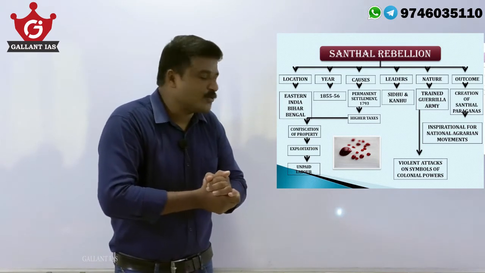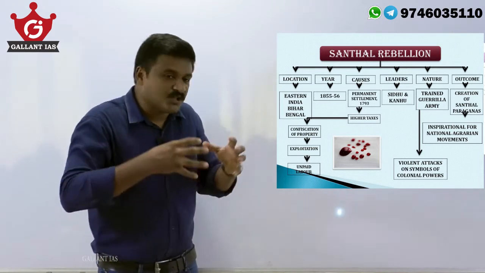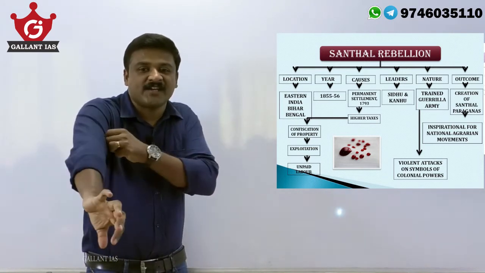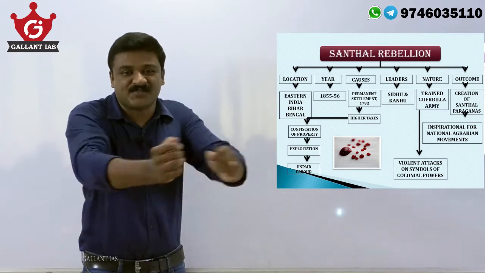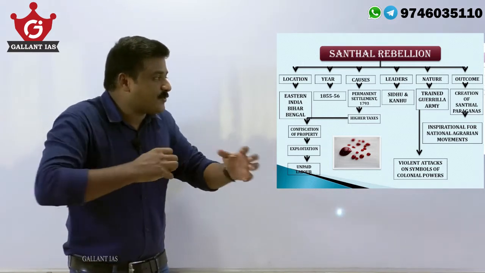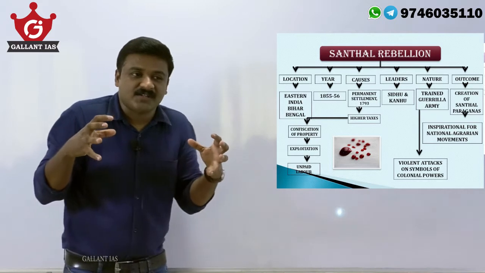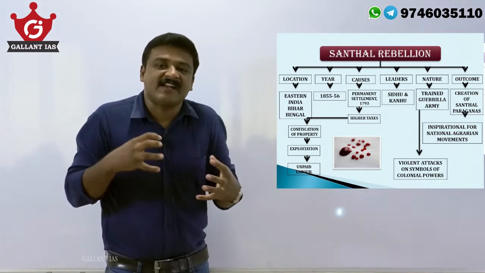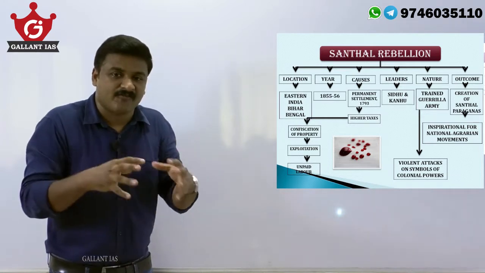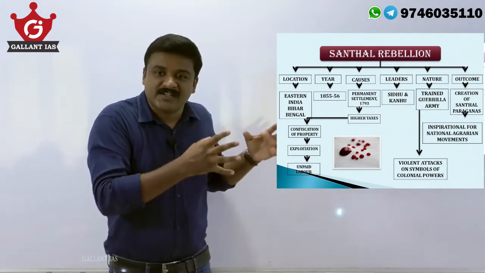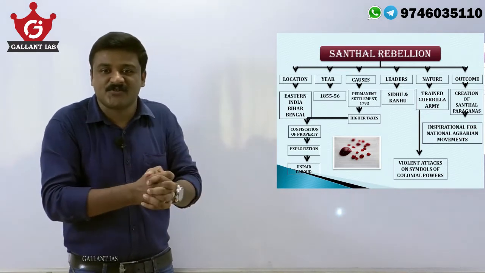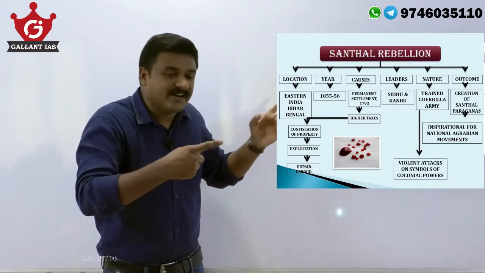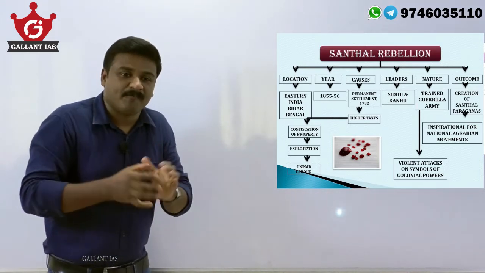Leaders were Sidhu and Kanhu, and the nature of the revolt was an armed rebellion. That's important. It was an armed, violent rebellion against the British. They applied guerrilla tactics, guerrilla warfare, in the fight against the British. They attacked the symbols and authorities of the colonial British in India, and the outcome was the creation of parganas.